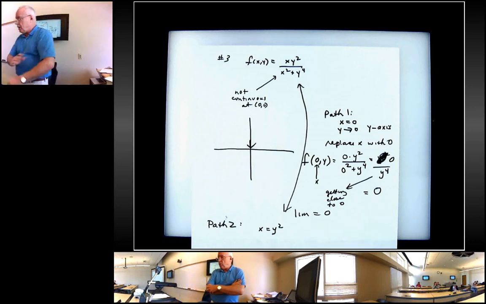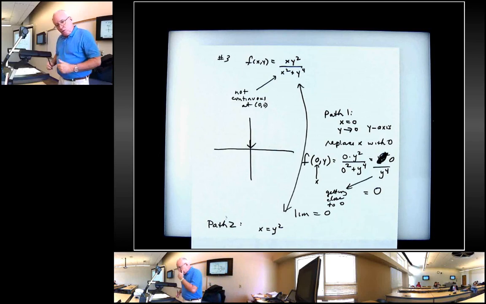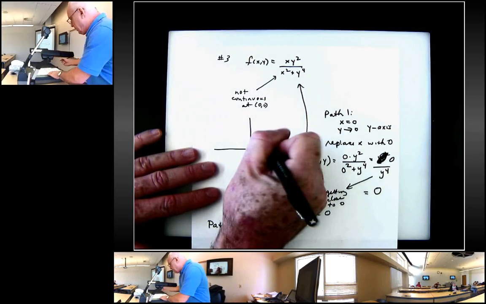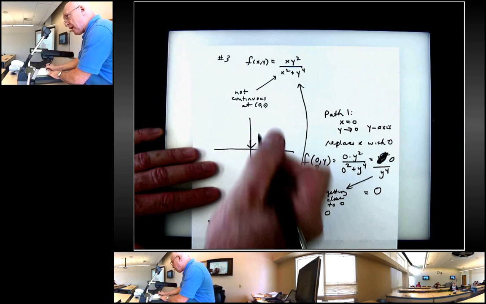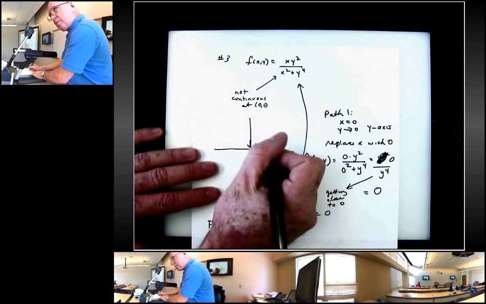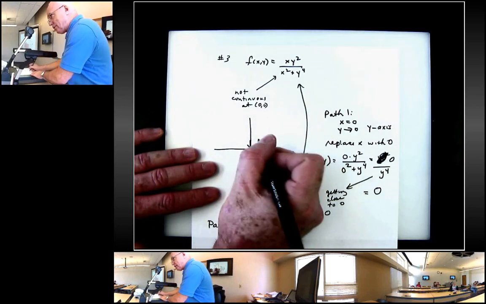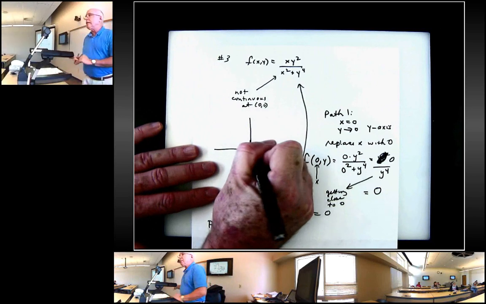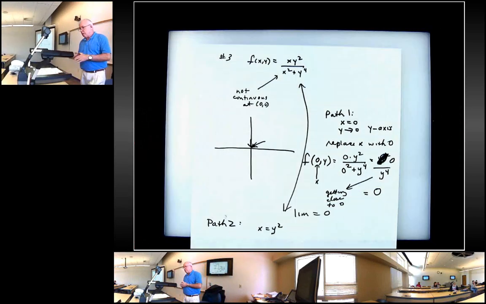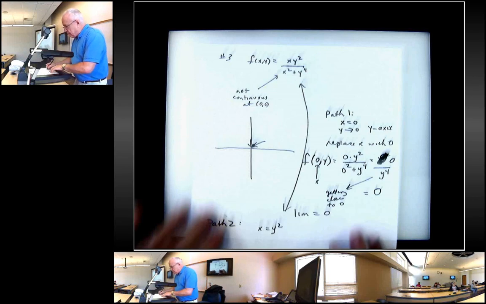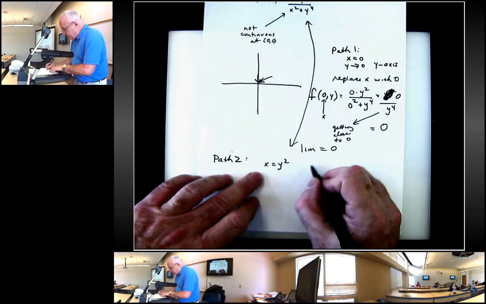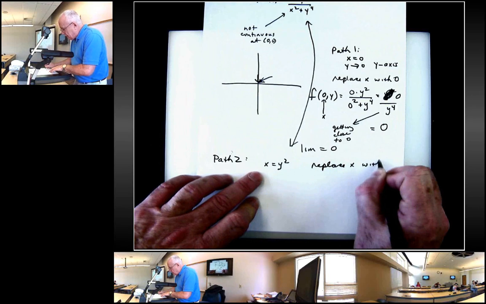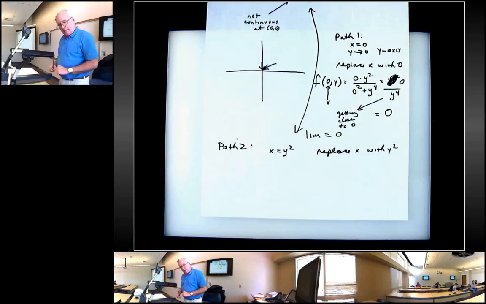All right? So basically, we're approaching it this time around. This is actually a sideways parabola, as we remember from our conic sections. So it's going to be something like this, approaching like that. All right? Okay, so now let's replace x with y squared, and let's see what we get here.